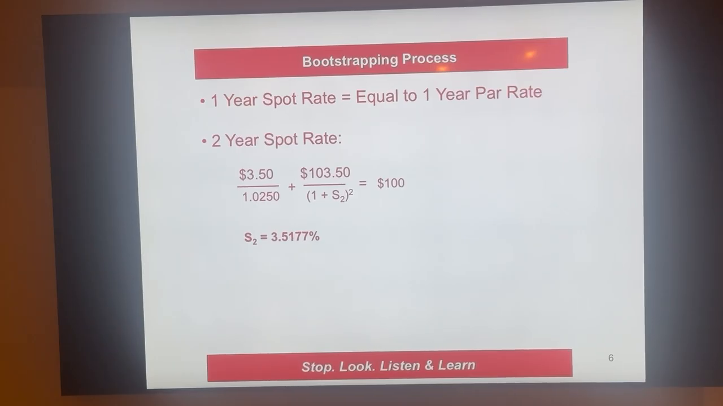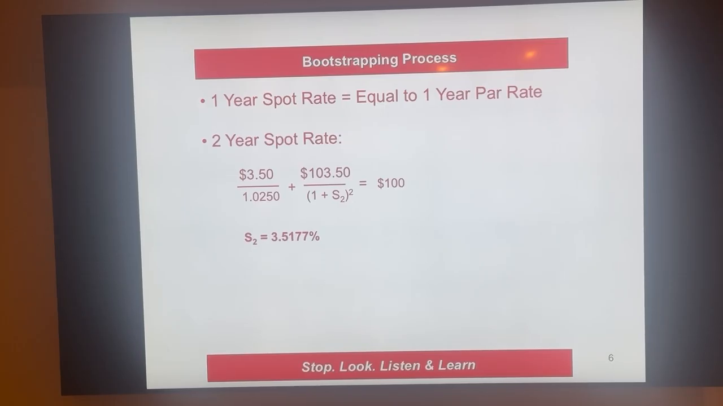And then you take that amount and subtract it from 100. And then what you do after that is some algebraic manipulation to solve for the 2nd-year spot rate. Essentially, you would end up taking the square root of 1 plus the 2nd spot rate squared. Let me just give you an example of how you would do that.